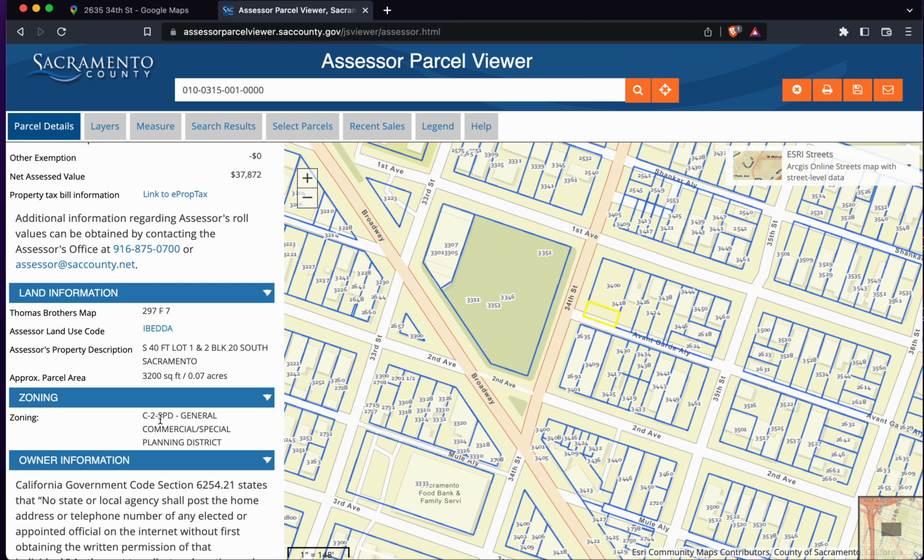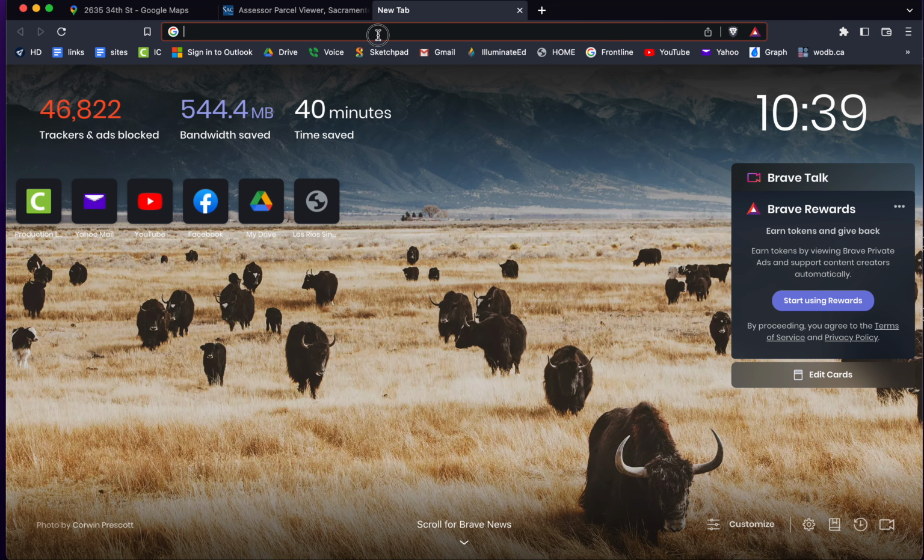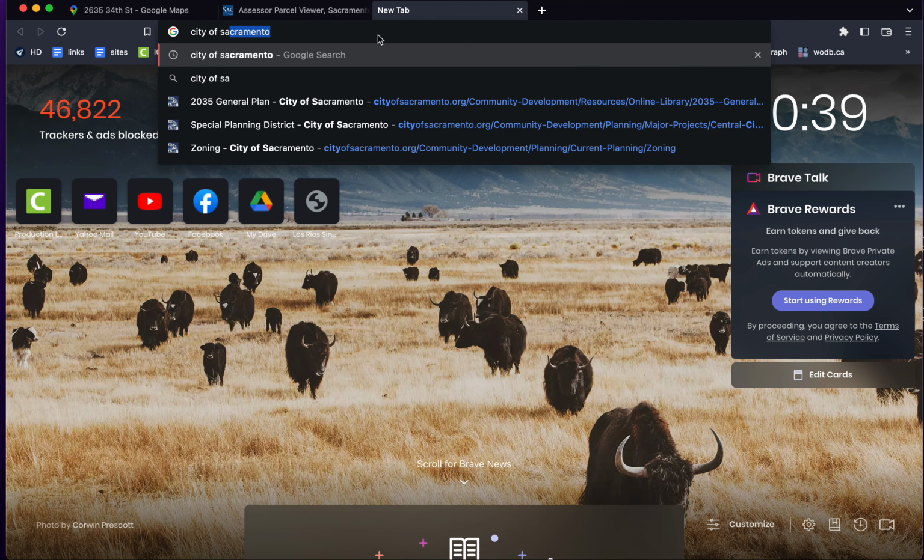But we also see that this has an SPD on it, and SPD means that it is part of a special planning district. When it is part of a special planning district, there are more regulations on it, so we can always look at the city and its general plan to figure out if this is part of any special planning district. So we are going to go to the city of Sacramento.